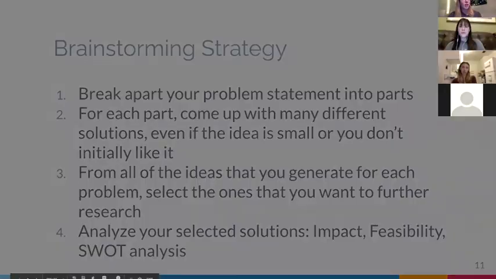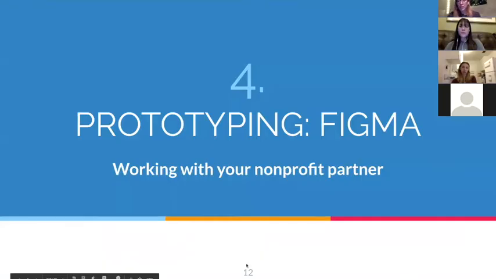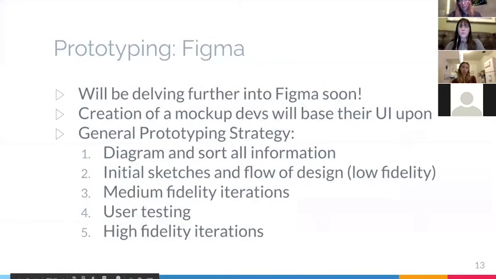So now moving forward, I'm going to talk a bit about prototyping, but I also don't want to talk too much about this because this is the focus of our next presentation using Figma and all of that, which some of us have experience with and some of us do not. So we will be talking about this again on Thursday. But basically this is the mock-up that devs will base their user interface upon, based on kind of what we've discussed and what you saw with Ethan's presentations for the developers.